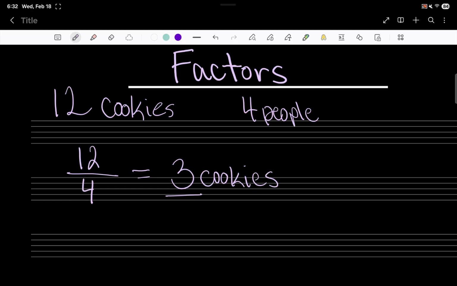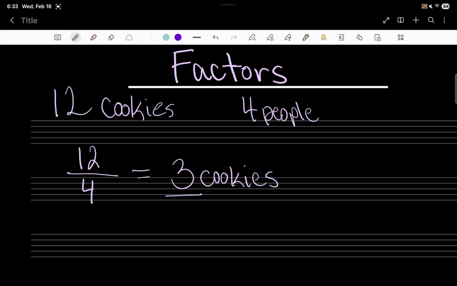Now, with factors, we're able to distribute or share the cookies evenly amongst the 4 people. Math allows us to be fair when it comes to factors because we're looking for an even distribution.